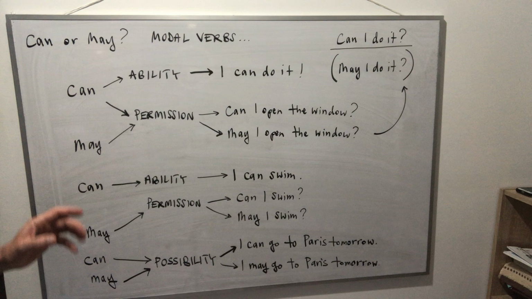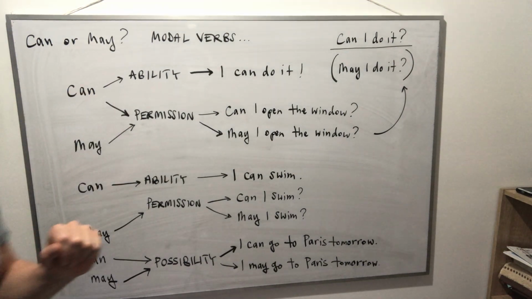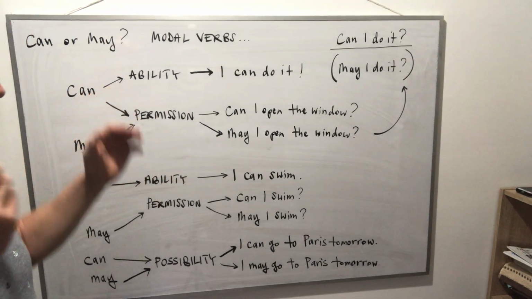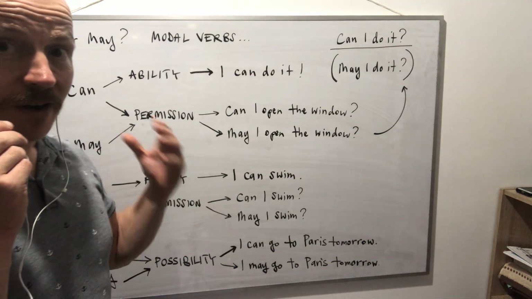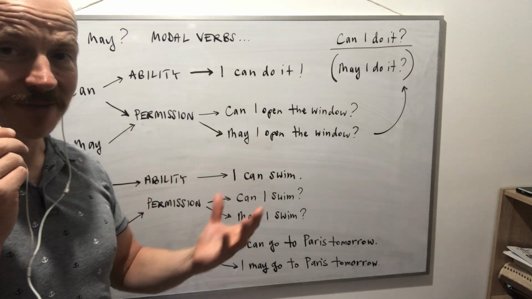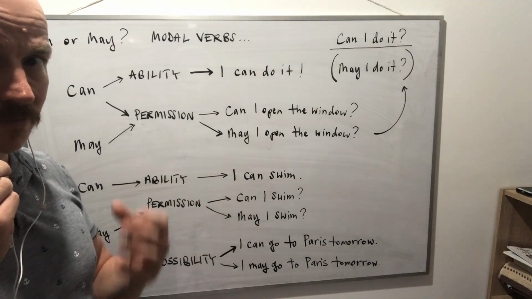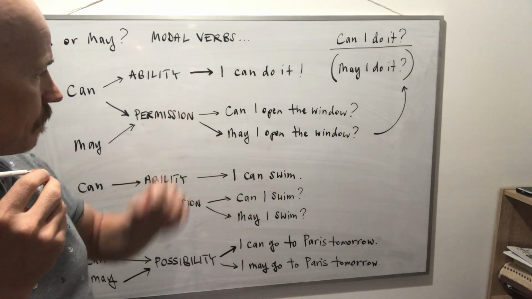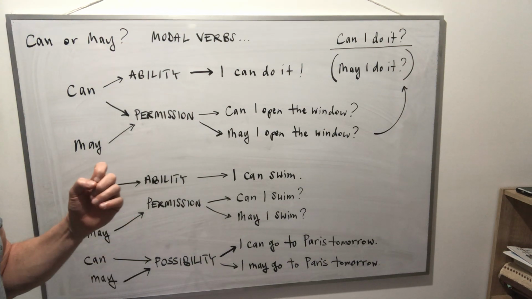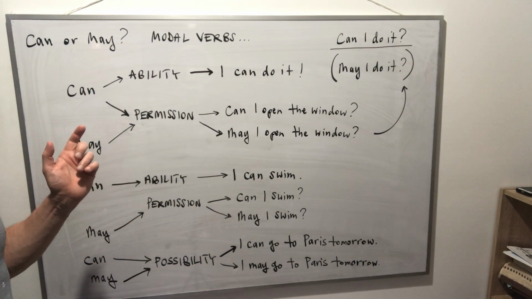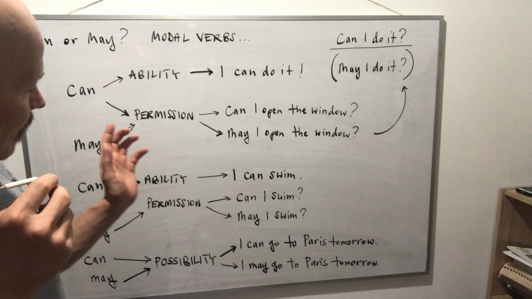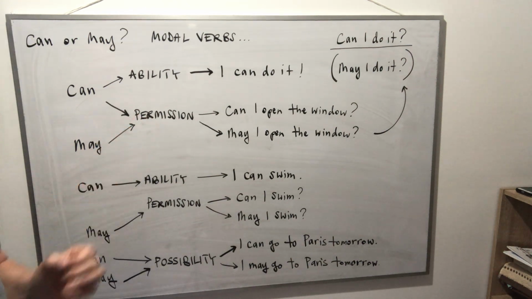Right, so can. I can express ability with this. I can say something like, I can do it. I have the ability to do that. That's something I can do. I'm capable of doing that. May we use to ask permission.